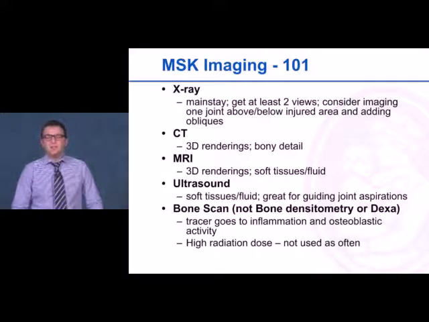And finally, the bone scan, or DEXA scan, is used to test if there's an area of increased osteoblastic activity or inflammation. It's not used as commonly now because of a high dose of radiation associated with it, and more commonly we're using CT and MRI. However, there still is utility for bone scan, and I like to think of it as the needle in the haystack test, because it will look through the whole body to find an area of inflammation or osteoblastic activity.